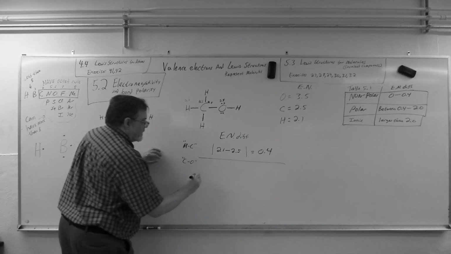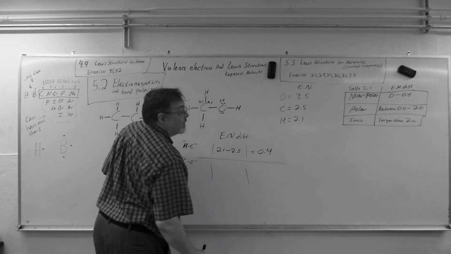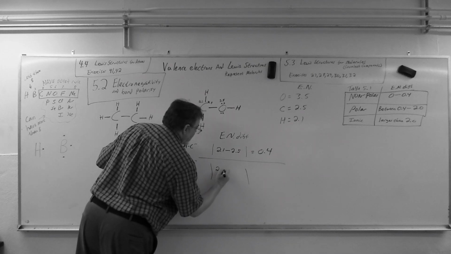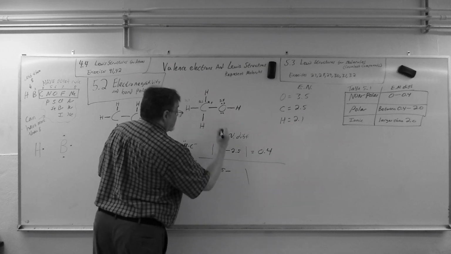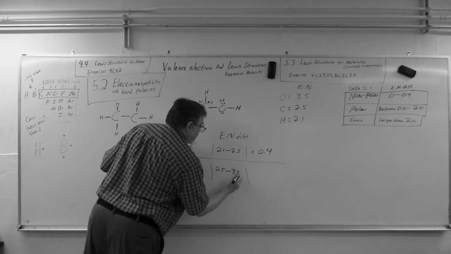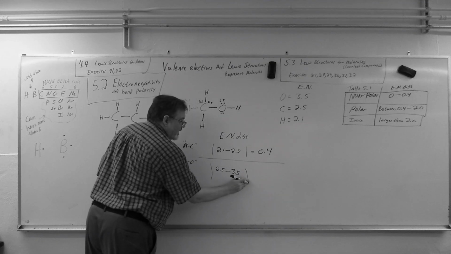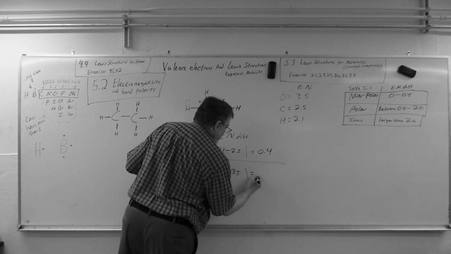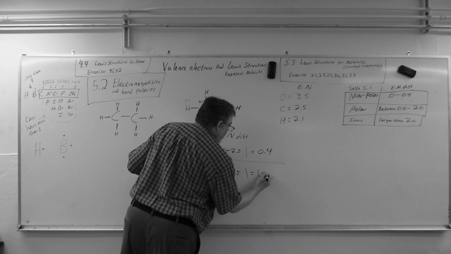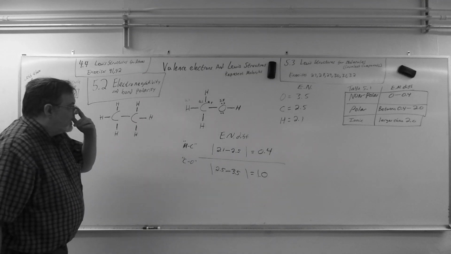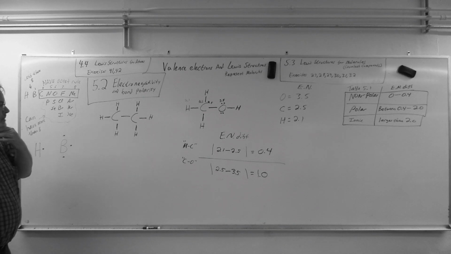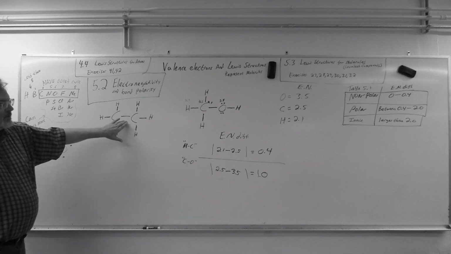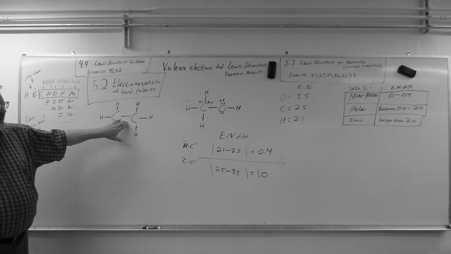Okay, absolute value. So carbon is 2.5 minus 3.5. You could put 3.5 minus 2.5. I just throw them in there willy-nilly, but the absolute value keeps the negative from showing up. 1.0. And there is a carbon-to-carbon bond here, but you can imagine you're going to do 2.5 minus 2.5.